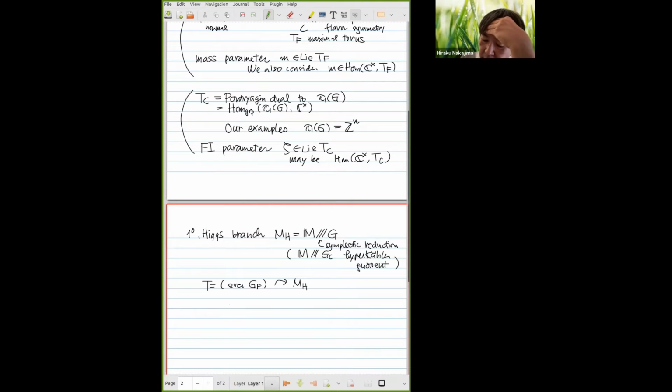So in this context, the mass parameter, which is an element of the Lie algebra of T_F, is considered as an equivariant variable.